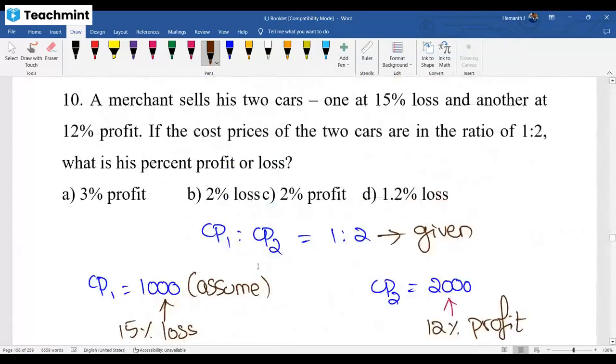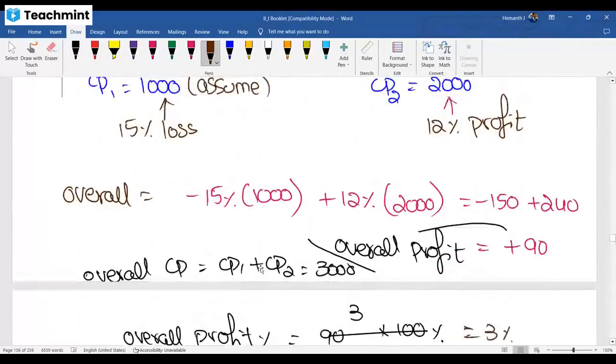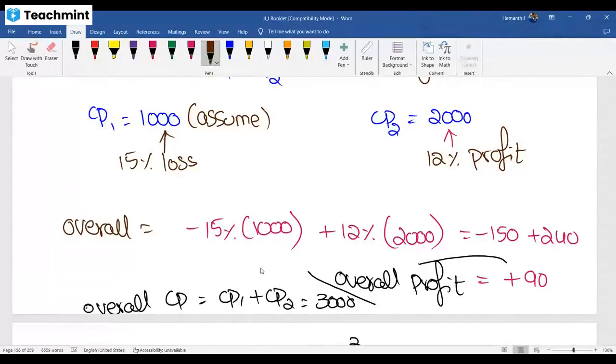CP1, CP2 is in 1:2 ratio. Instead of K and 2K, we take 1000 and 2000, or you can take 10,000 and 20,000 also, no problem. Then the first one is 15% loss, the second one is 12% profit. So loss because of that minus. Know the reason for every term that I mentioned. You can question me, sir, why 1000 and 2000? We need a reason for that.